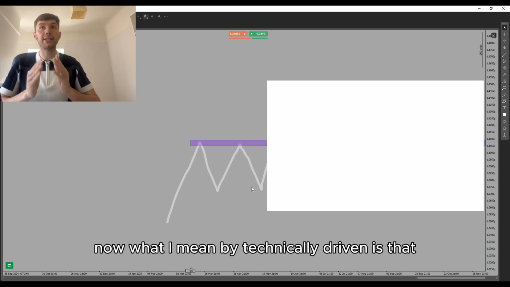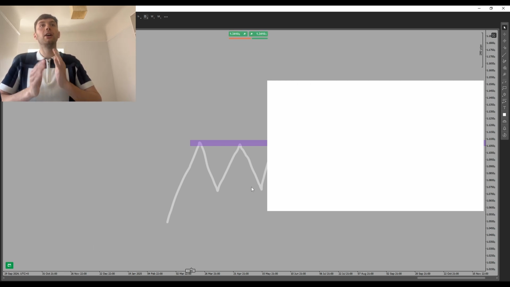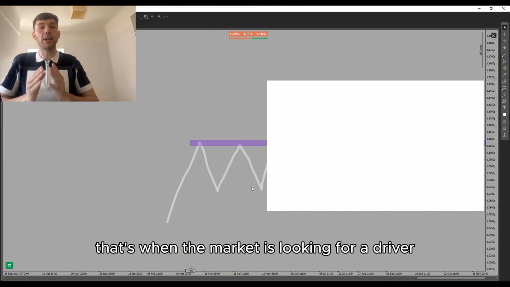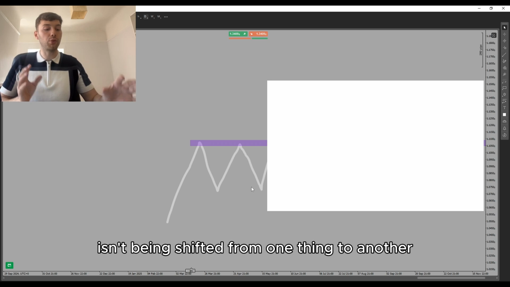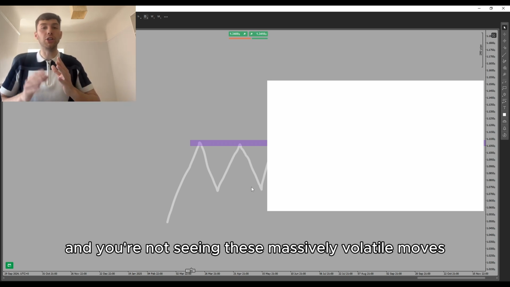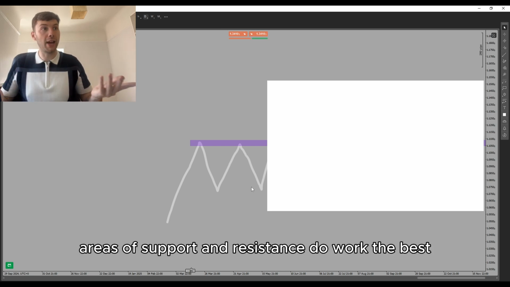Now what I mean by technically driven is that that's when the market is looking for a driver. So that's when big money isn't being shifted from one thing to another, and you're not seeing these massively volatile moves. And that's when these areas of support and resistance do work the best.